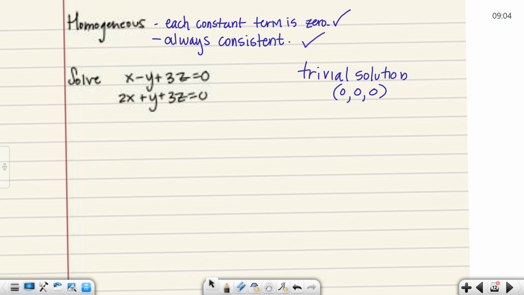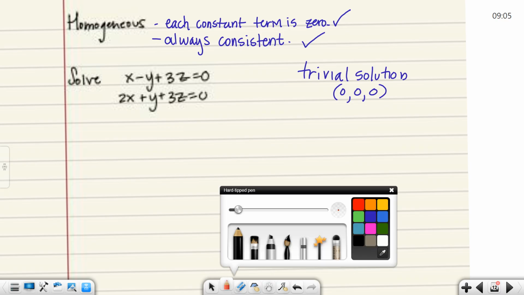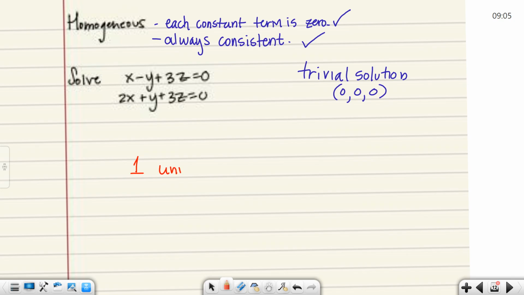Now, when you solve a system of equations, one of three things can happen. You can get one unique solution. In the case of a three-dimensional system, it would be one unique ordered triple. You can have no solution, or you can have infinitely many solutions.